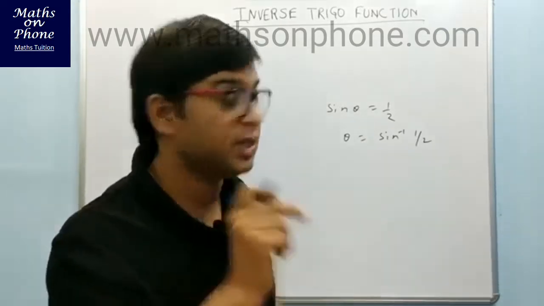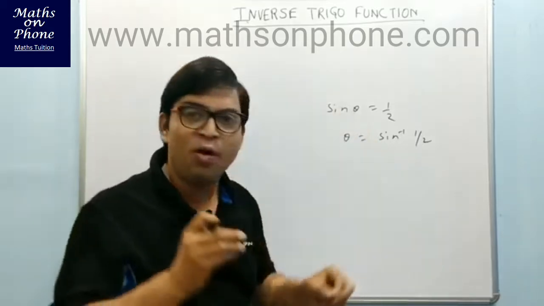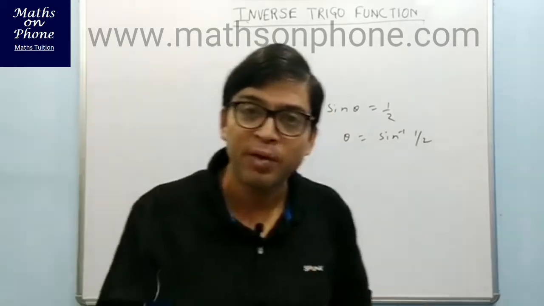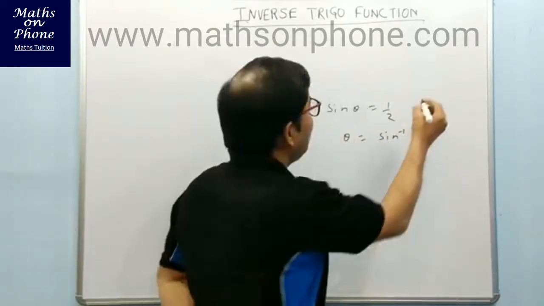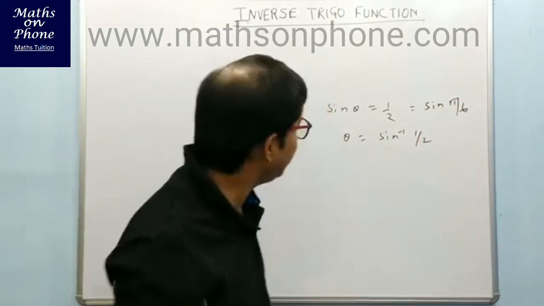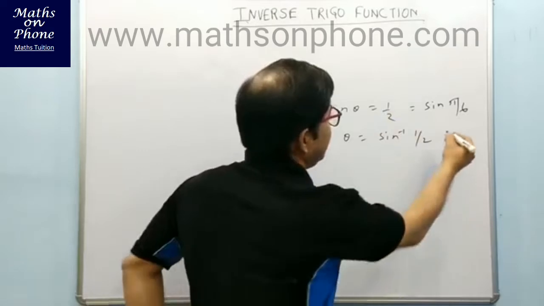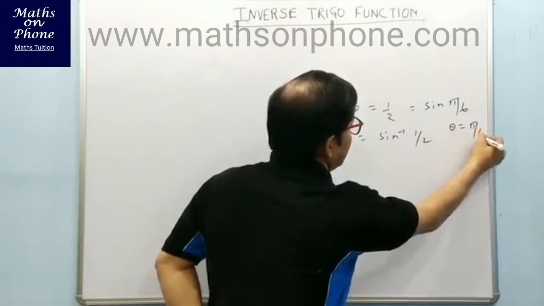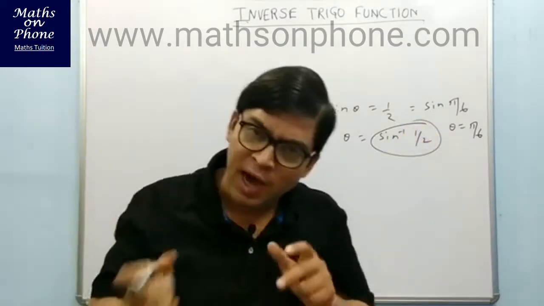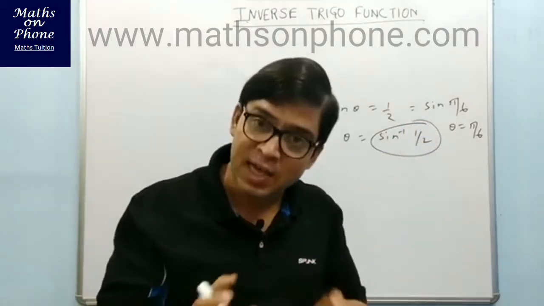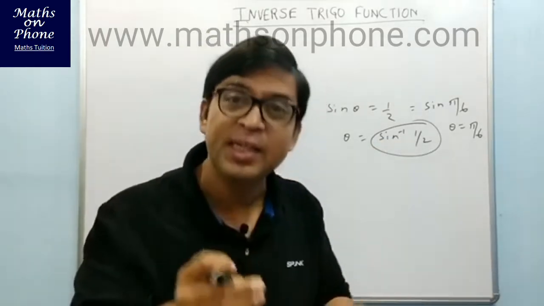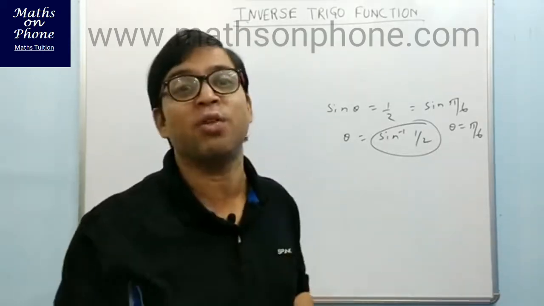What is the actual meaning of inverse? See, at what value of angle theta is sine coming out to be 1 by 2? In the normal course, you write it sine 30 degree, pi by 6, and you just cancel sine and theta is pi by 6. So the actual meaning of this is the angle at which the sine is giving the value 1 by 2. That is the basic understanding of the inverse circular function.